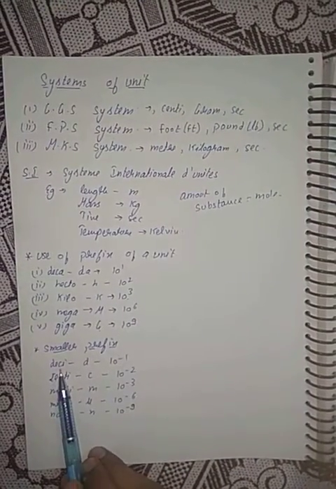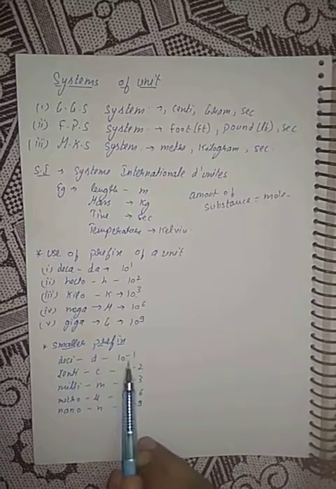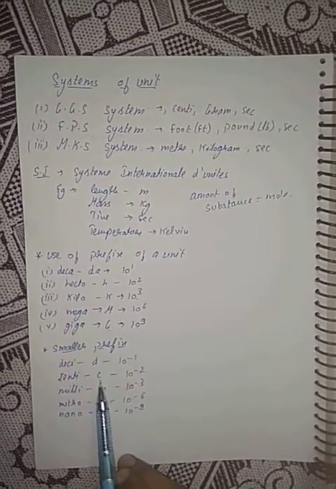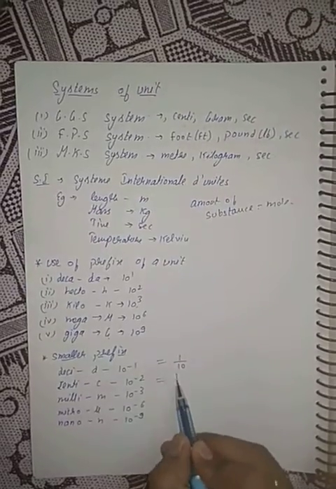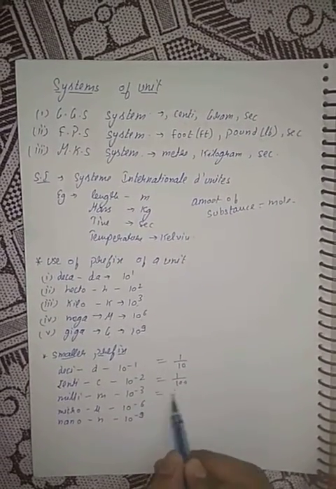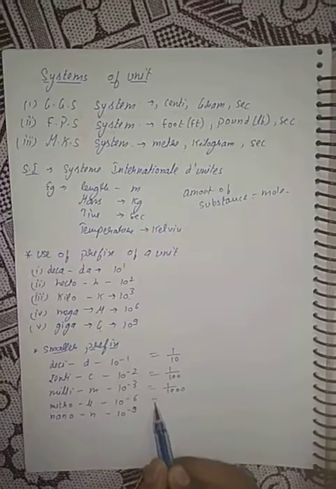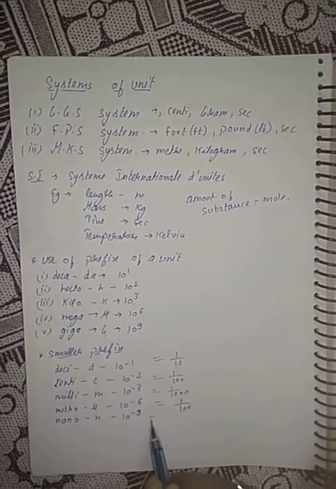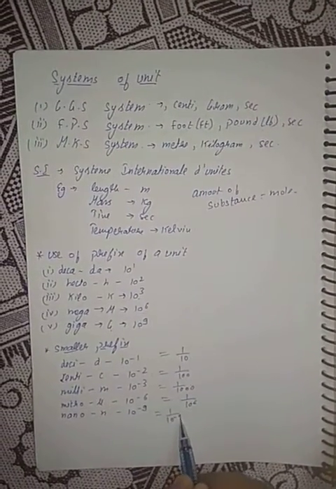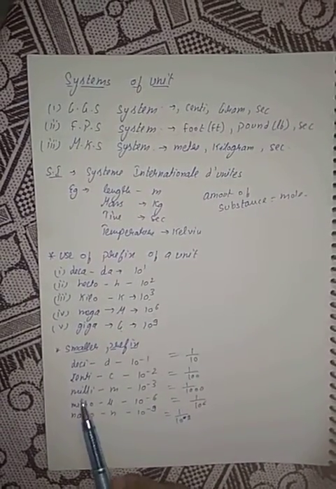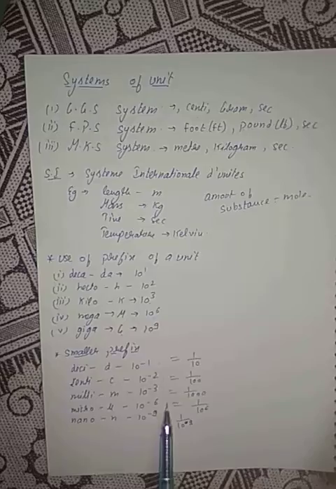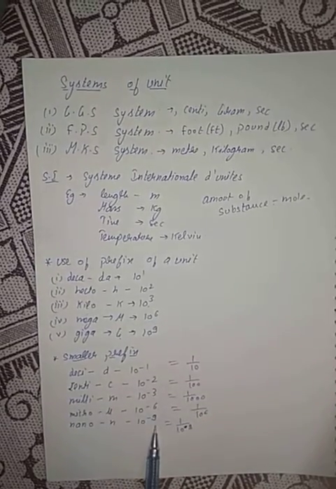Smaller prefixes: deci, that means small d, 10 raised to power minus 1; centi, c, 10 raised to power minus 2. It can be written as 1 upon 10, 1 upon 100, 1 upon 1000, 1 upon 10 raised to power 6, 1 upon 10 raised to power 9. Centi, 10 raised to power minus 2; milli, 10 raised to power minus 3; micro, 10 raised to power minus 6; nano, 10 raised to power minus 9.